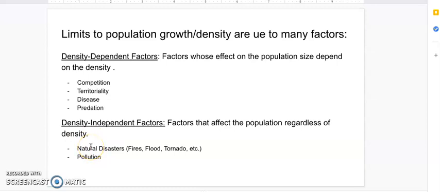Our density-independent factors are those factors that are going to affect a population regardless of how dense it is. So this is more things like natural disasters, pollution, right? So think of it, regardless if I have a small or low density population and a high density population, if there's a tornado that rips through there, that population is going to take a hit either way.